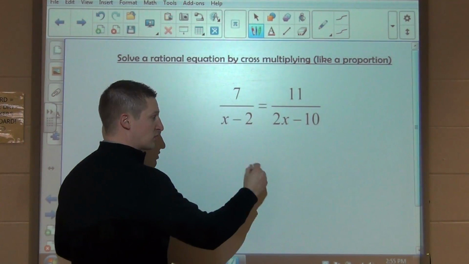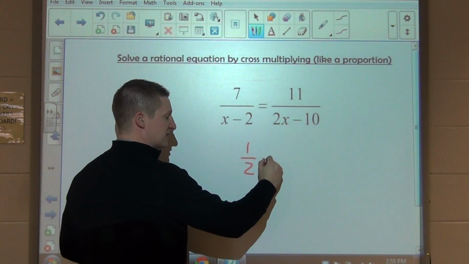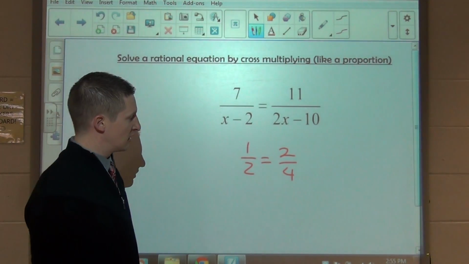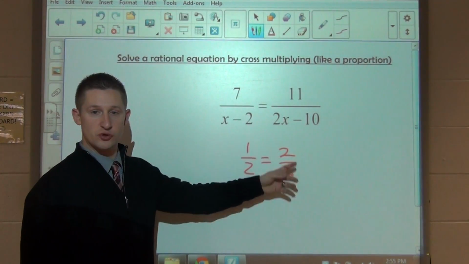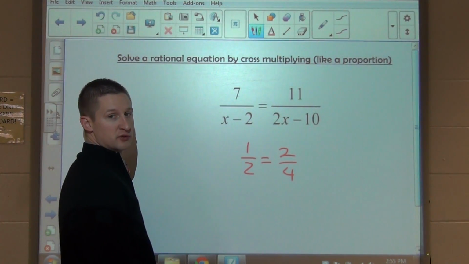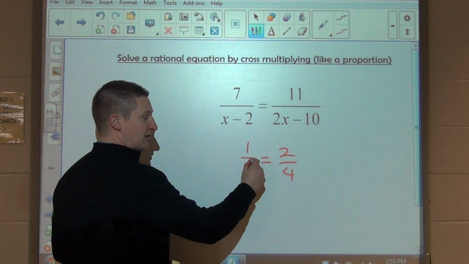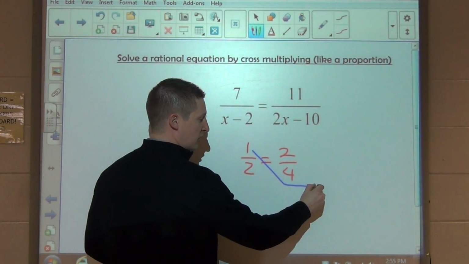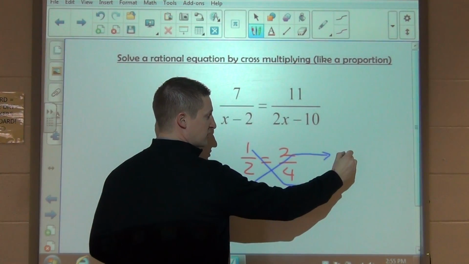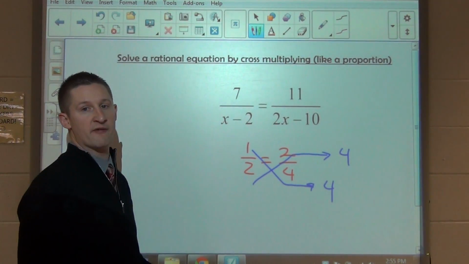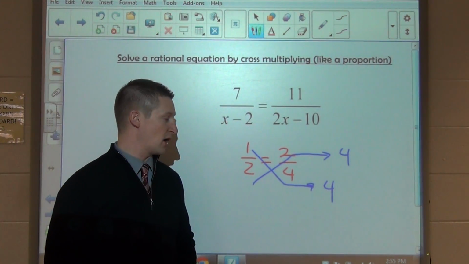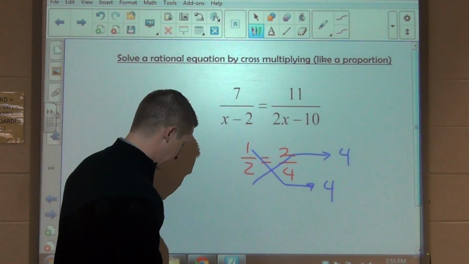If I had a proportion such as 1/2 is equal to 2/4, which I think is common knowledge, when I look at a proportion, if this is true, which it is, then the cross products of that proportion must be equal to each other. When I say cross products, I mean if I were to take 1 times 4, I would get 4. And then if I take 2 times 2, I also get 4. So when I have a proportion, one ratio that equals another ratio, the cross products must be equal.